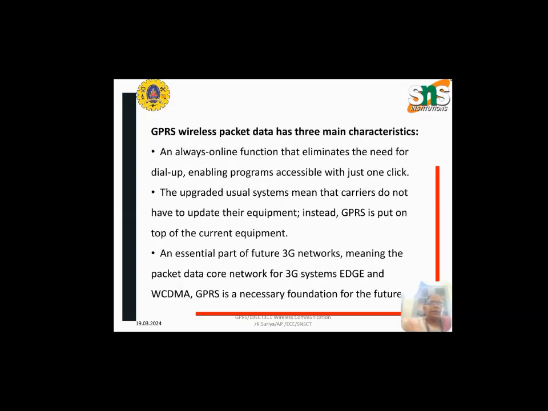So GPRS wireless packet data has three main characteristics. An always online function that eliminates the need for dial-up, enabling programs accessible with just one click. The upgraded usual systems means that carriers do not have to update their equipment. Instead, GPRS is put on top of the current equipment. An essential part of future 3G networks, meaning the packet data core network for 3G systems, EDGE and WCDMA, GPRS is a necessary foundation for the future.